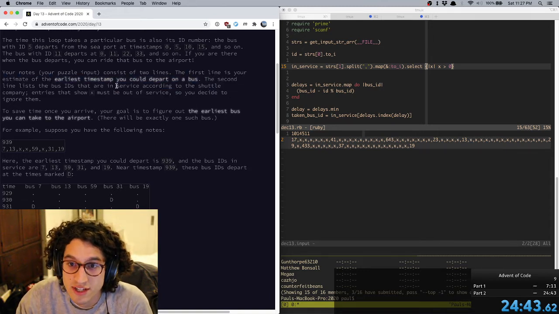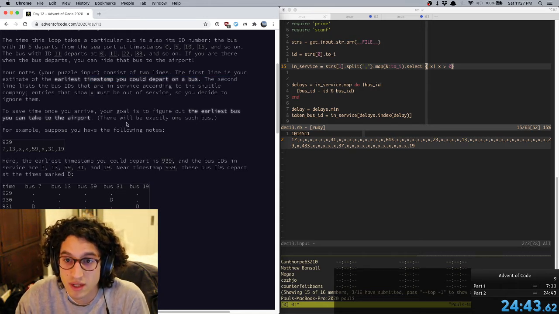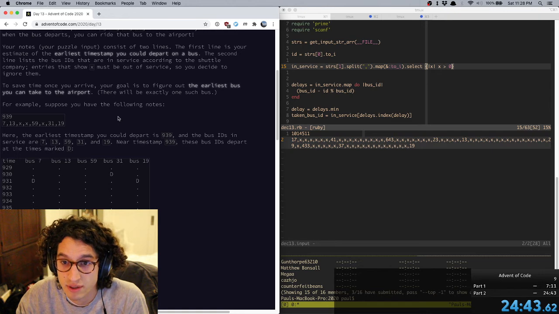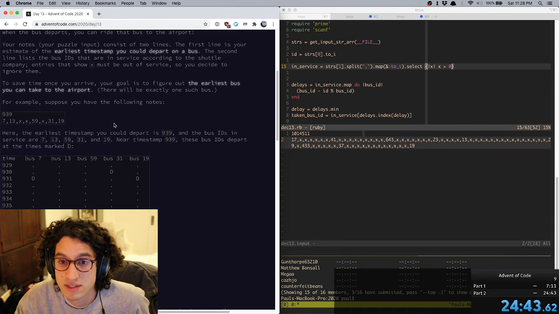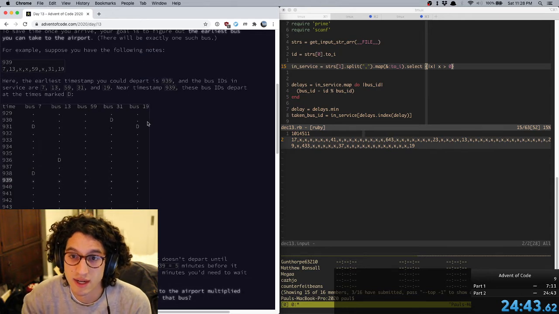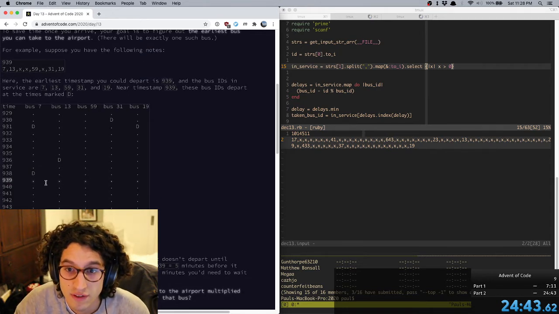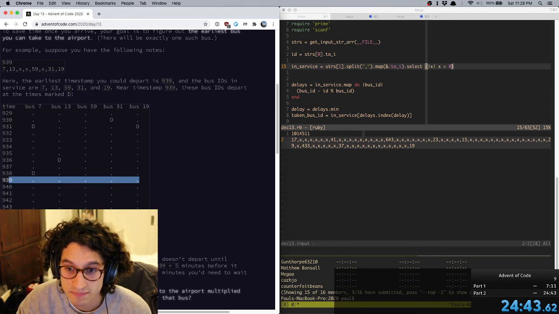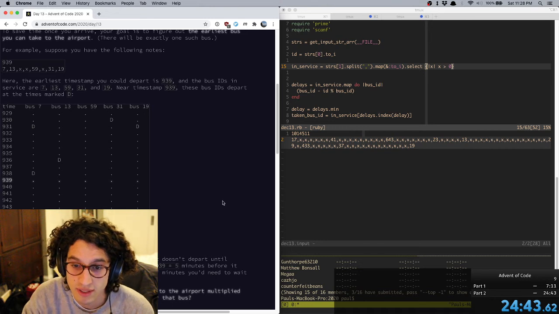The first line is your estimate of the earliest timestamp you could depart on a bus. The second line lists the bus IDs that are in service according to the shuttle company. To save time once you arrive, your goal is to figure out the earliest bus you can take to the airport. There will be exactly one such bus. If you look at what happens after 9:39, bus 59 is the first one that you can get to.